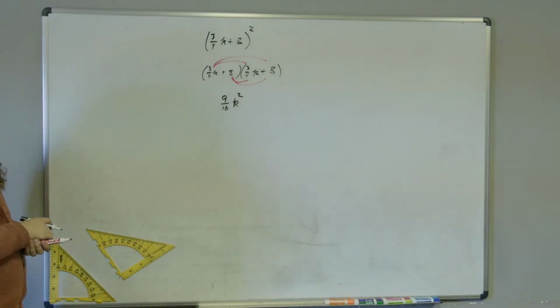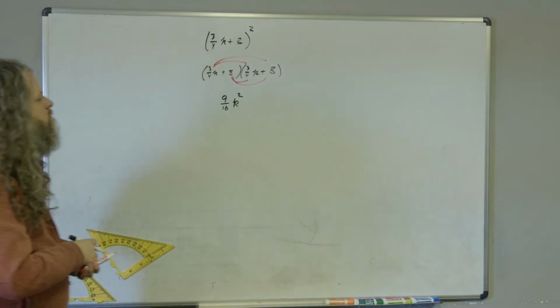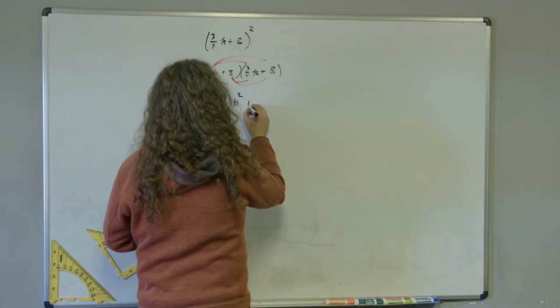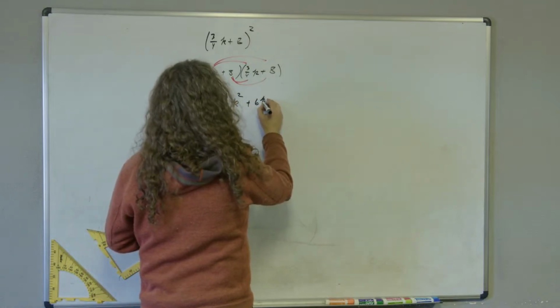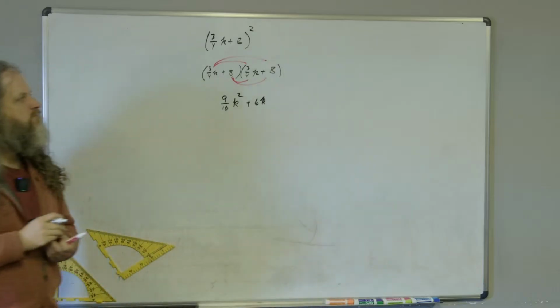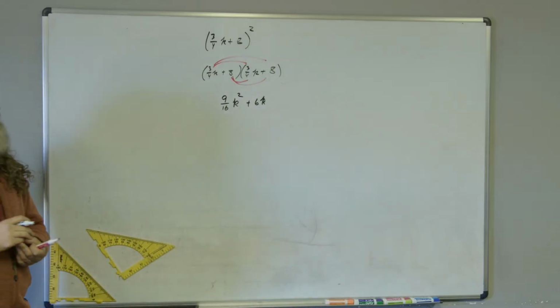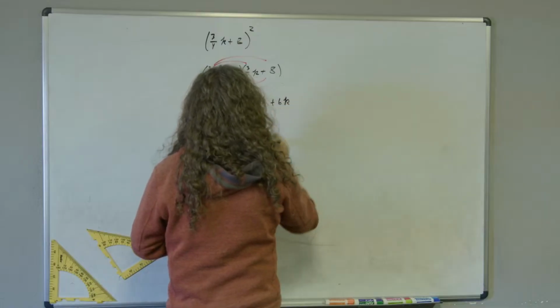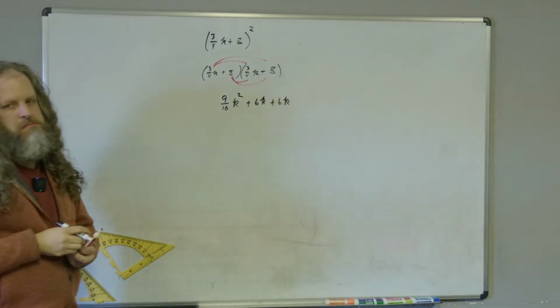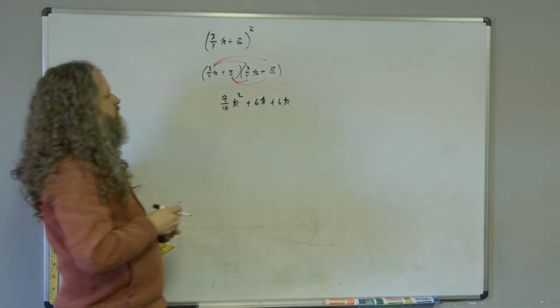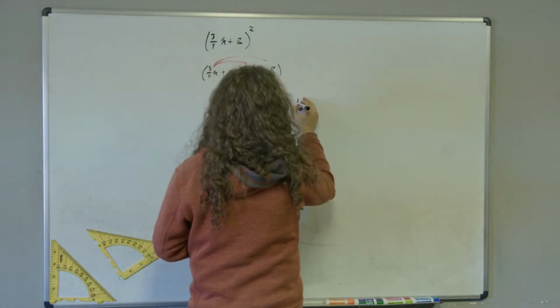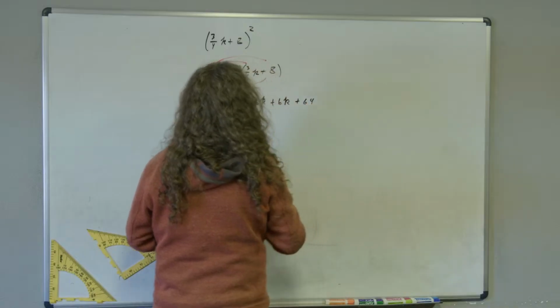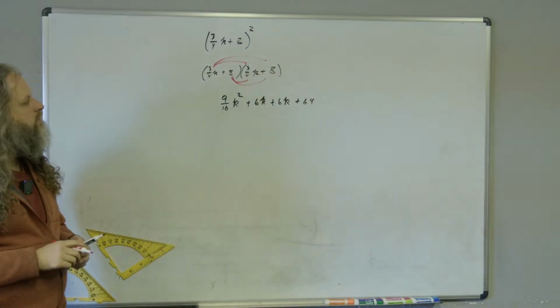Now what? Times 8. What's 3/4 k times 8? What's 8 times 3/4 k? 6k. What's 8 times 8? True enough. Now what? Combine like terms.